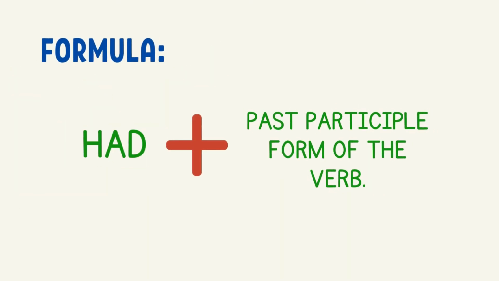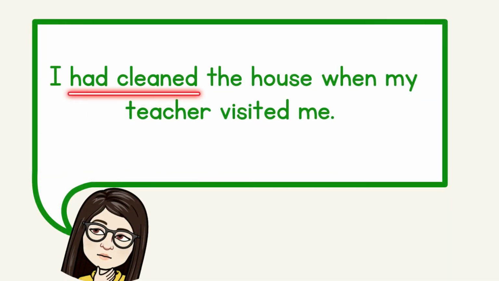Here's the formula for past perfect tense. We use had plus the past participle form of the verb. It doesn't matter if the subject is singular or plural in the past perfect tense. The formula doesn't change. For example, I had cleaned the house when my teacher visited me.